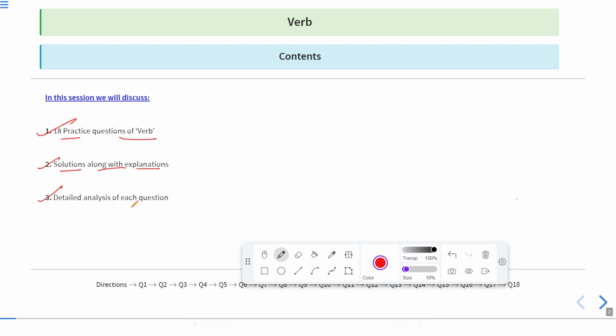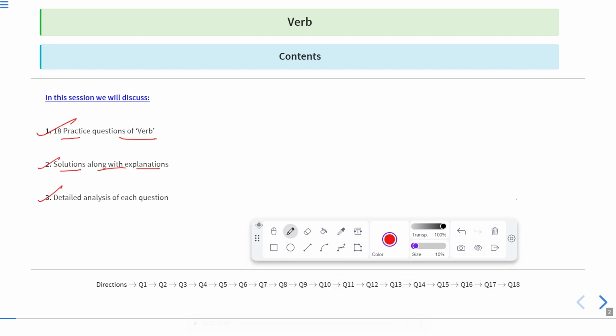This session is going to be very important and beneficial for all of you because here you will learn various concepts related to verb, the thing which we have already covered. This you can revise in this session. Okay, and also you can analyze yourself how much you have learned from this chapter. Okay, so let's begin the session.